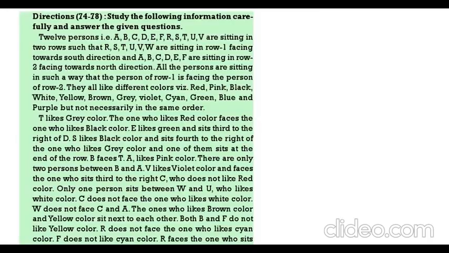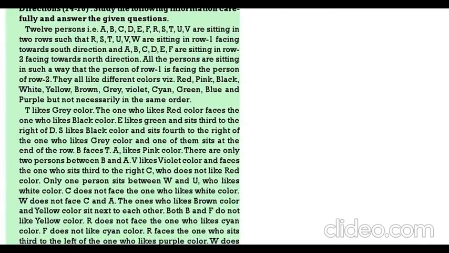12 persons A, B, C, D, E, F, R, S, T, U, V, W are sitting in 2 rows such that R, S, T, U, V, W are in row 1 facing south. A, B, C, D, E, F are sitting in row 2 facing north. All the persons are such that row 1 is facing row 2. They all like different colors, that is red, pink, black, white, yellow, brown, grey, violet, cyan, green, blue and purple. T likes grey color.